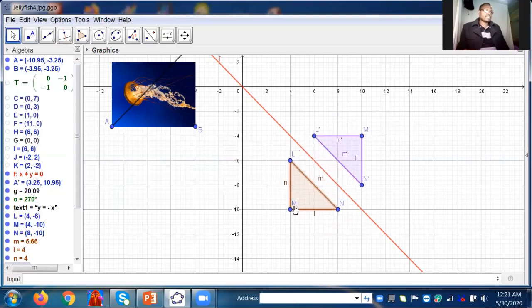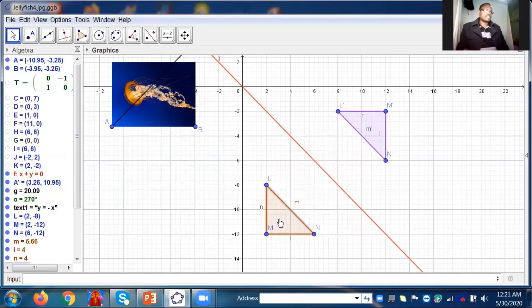And we can check the distance. The distance is maintained. That is from the mirror line to the object. That distance is the same distance as from the image to the mirror line. And this is evidence that the matrix 0, -1, then -1, 0 is a matrix of reflection on the line y is equals to -x.